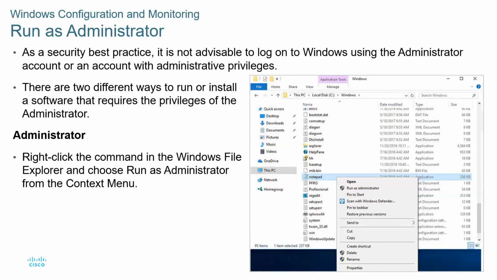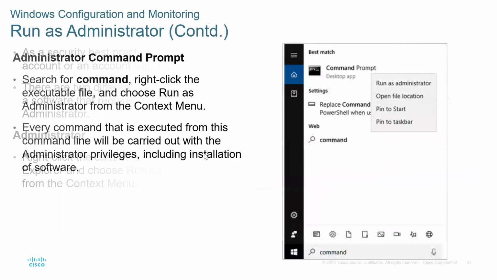There are two different ways to run or install software that requires administrator privileges. You can right-click on that file and run as administrator, as you can see here when they're trying to run Notepad. The other way to do it is to search for the command prompt. You can right-click on command prompt and run as administrator, and then every command that you execute from within that command prompt is now being done with administrator privileges, including installing software, launching software, etc. So you really want to be careful when you click on this run as administrator.